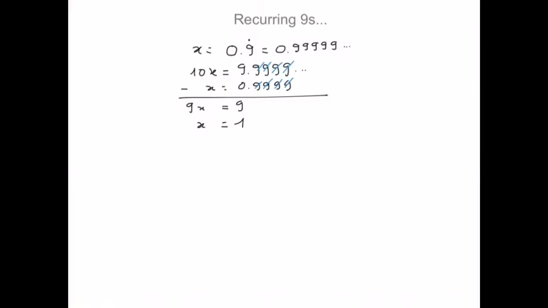So this might be surprising because in the first place this x was defined as 0.9 recurring and we end up with x equals 1. So the question is, what is x? Is x equal to 0.9 recurring as we said in the beginning, or is x equal to 1? Well, the answer to this question is that this 0.9 recurring and this 1 are actually the same thing.